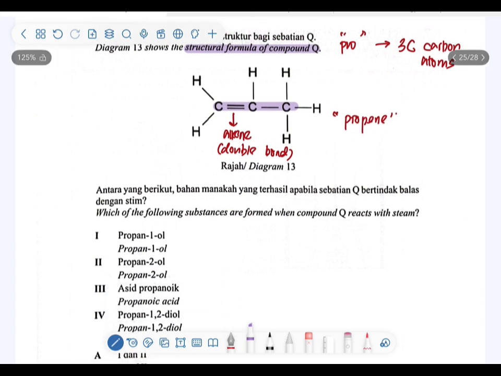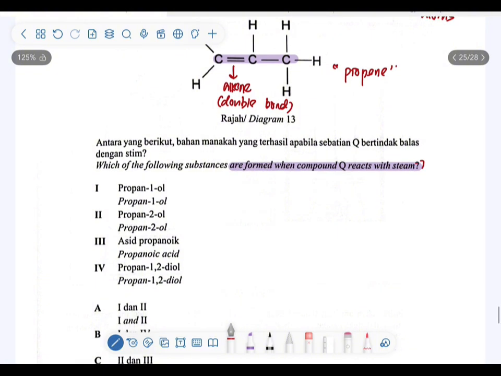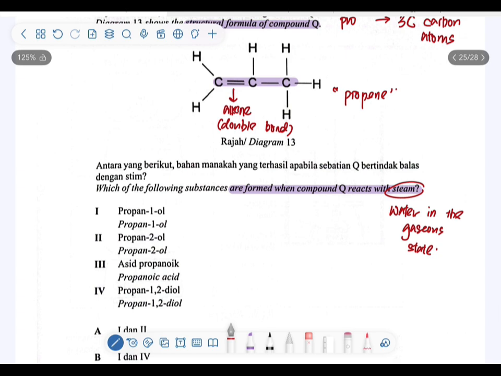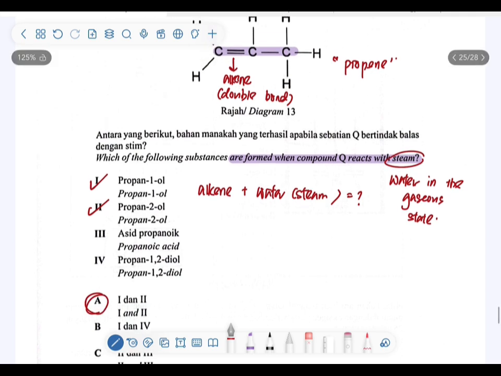The question asks which of the following substances are formed when the compound Q reacts with steam. Steam is actually water in the gas form, or we say in the gaseous state. Basically, we want to know when an alkene reacts with water, which is the steam, what will it form? So it will form propan-1-ol and propan-2-ol.